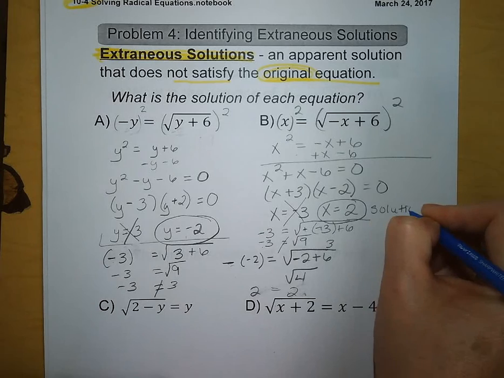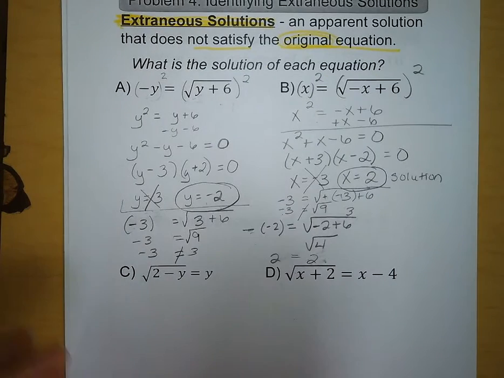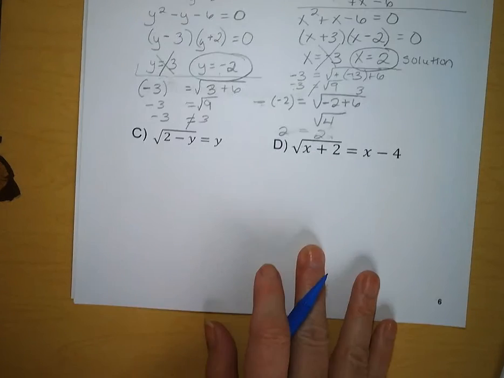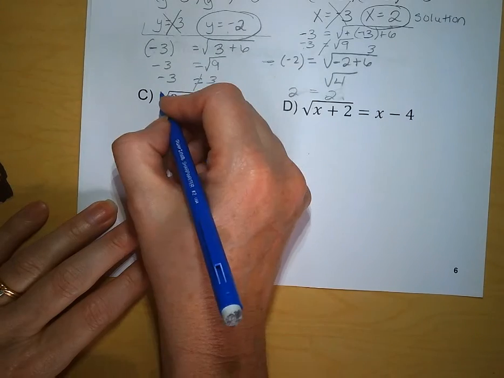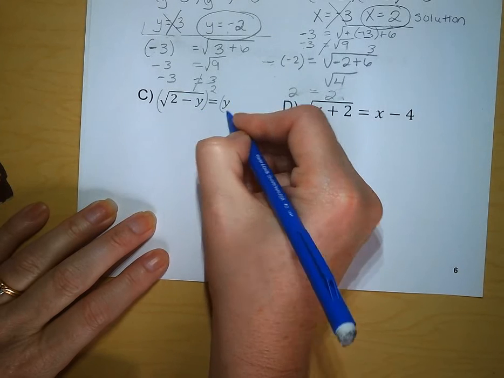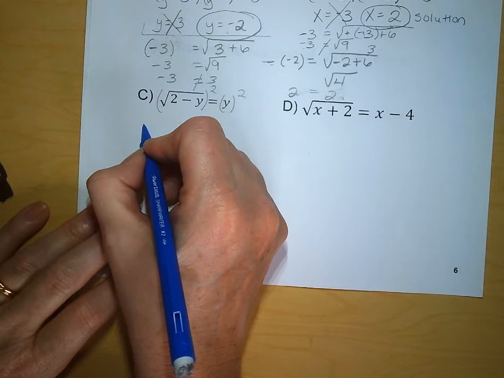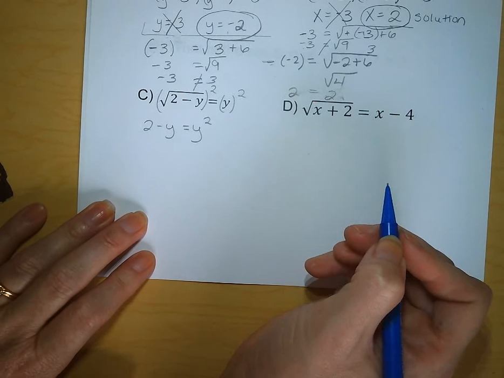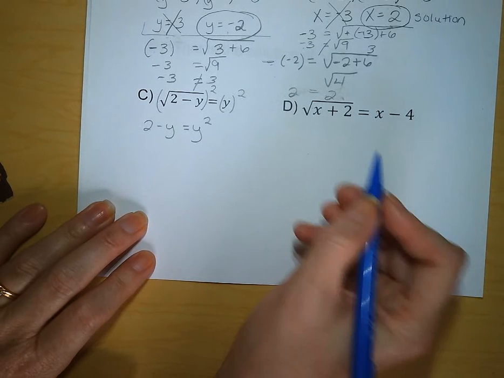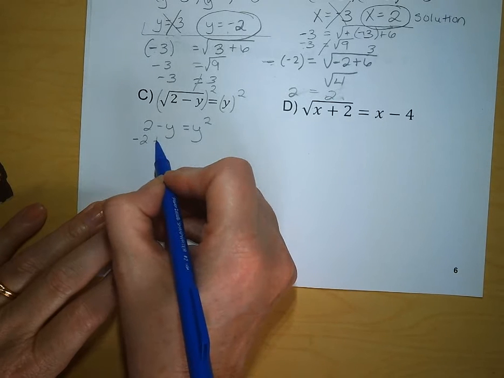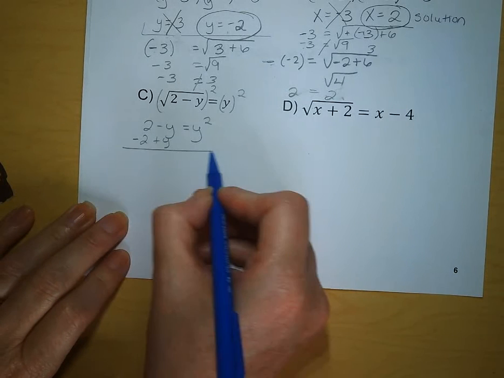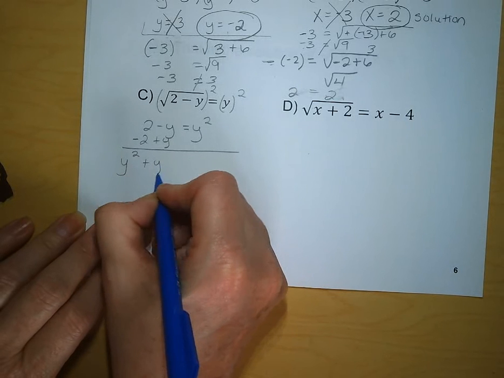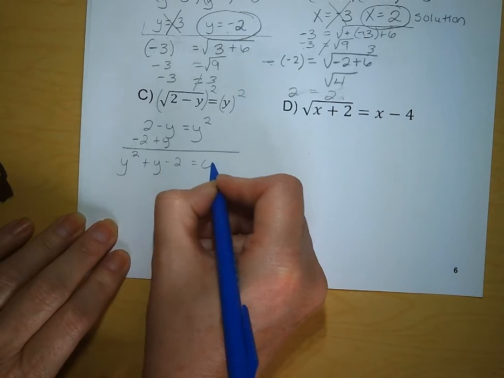All right, let's take a look at letter C. We've got the square root of 2 minus y is equal to y. We start off by squaring both sides of our equation. 2 minus y is equal to y squared. And we need to get everything to one side of our equation, so we're going to subtract 2 and add y to both sides. So we've got y squared plus y minus 2 equals 0.